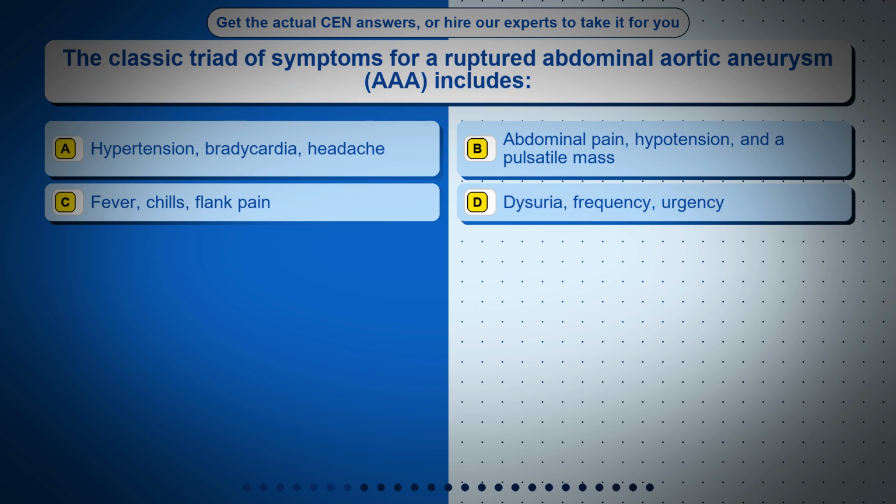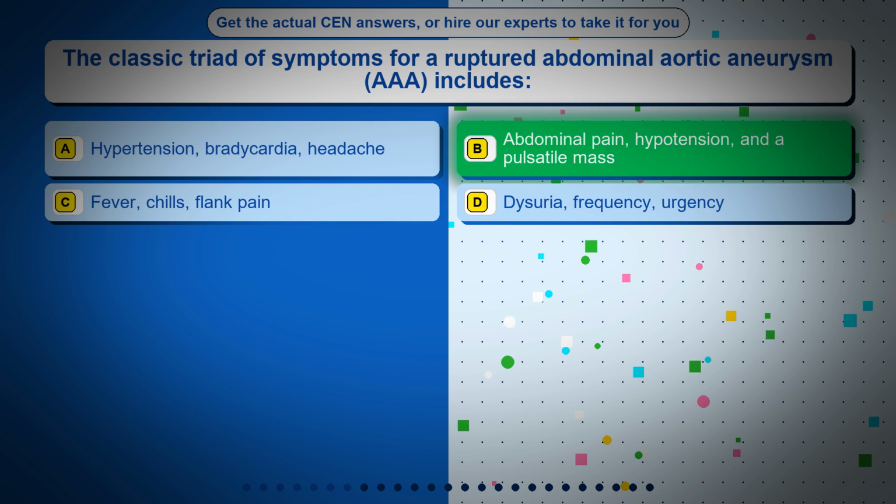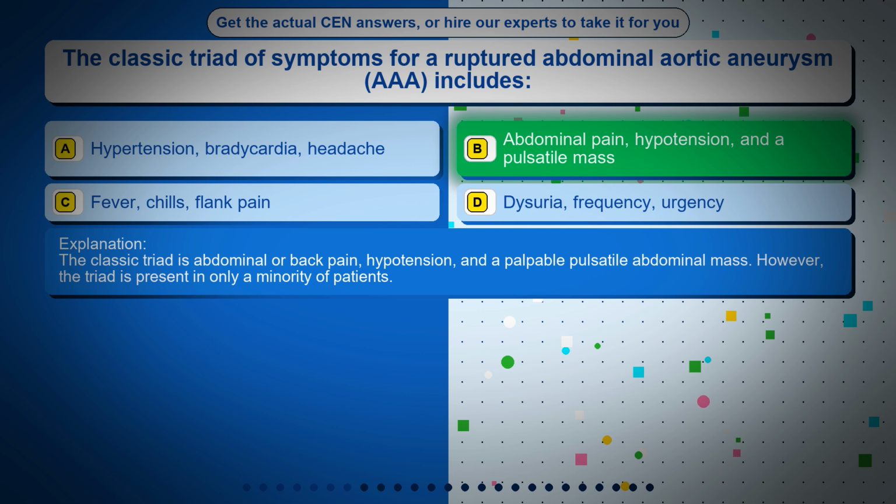Question 7. The classic triad of symptoms for a ruptured abdominal aortic aneurysm, AAA, includes Option A, hypertension, bradycardia, headache, Option B, abdominal pain, hypotension, and a pulsatile mass, Option C, fever, chills, flank pain, Option D, dysuria, frequency, urgency. The correct answer is Option B, abdominal pain, hypotension, and a pulsatile mass. The classic triad is abdominal or back pain, hypotension, and a palpable pulsatile abdominal mass. However, the triad is present in only a minority of patients.